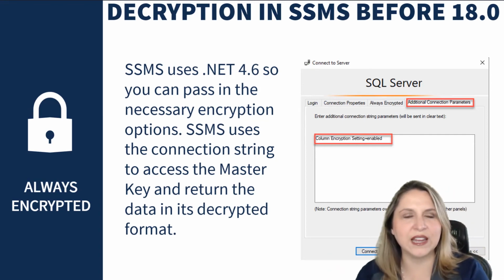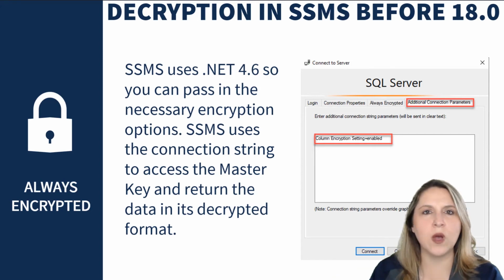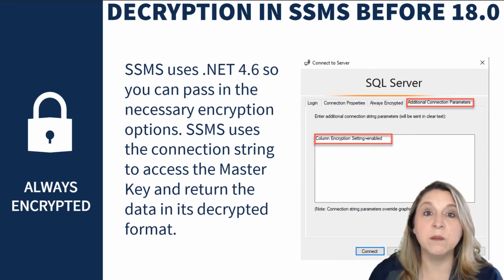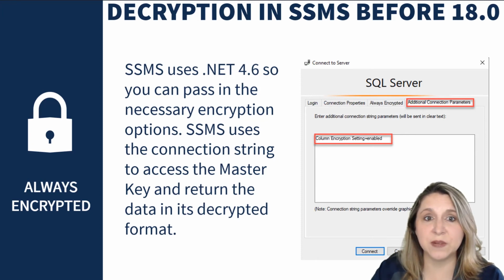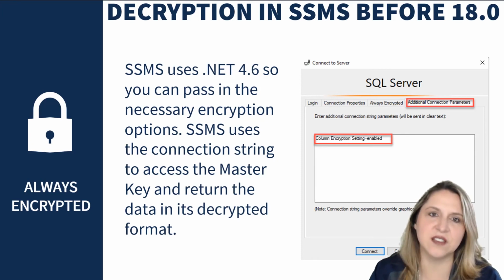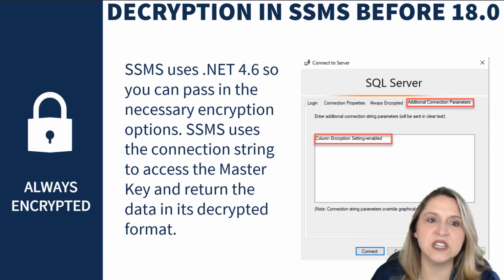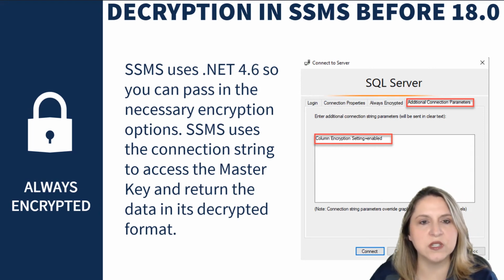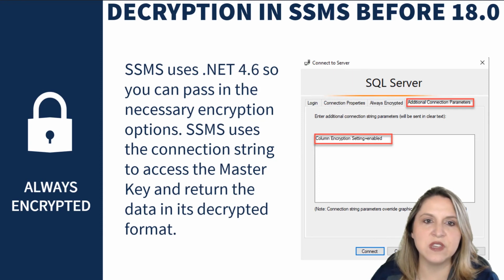So let's say you had a web application. That's one application where you would put this connection string. But SSMS, if I'm querying the data myself, is the application that's going to be querying the data. And it needs to know that the column encryption setting is enabled as well. So make sure when you're doing Always Encrypted, as we run through the demo, that you do have this connection parameter here in your setup before you connect to the database.